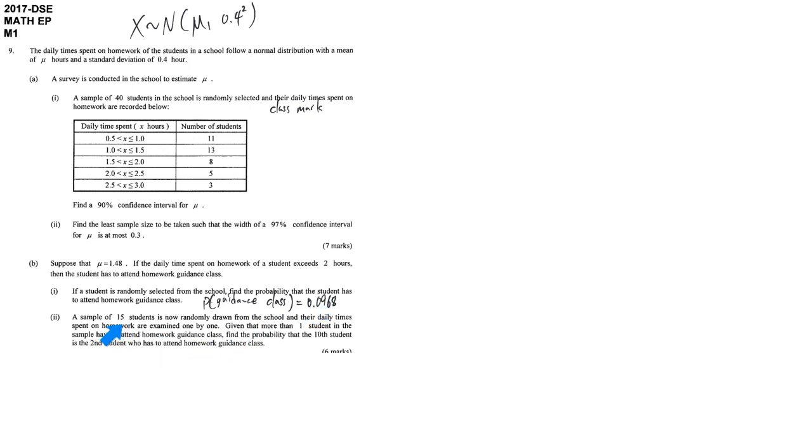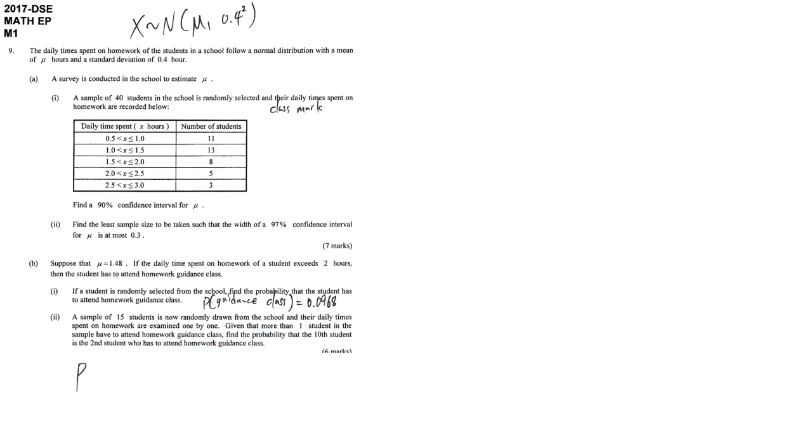Then they say that there is a sample of 15 students randomly drawn from the school, and they are examined one by one. Given that more than one student in the sample has to attend the homework guidance class, we have to find the probability that the 10th student is the second student who attends the homework guidance class. So it looks complicated and confusing. That's why we should express it in terms of a mathematical expression.